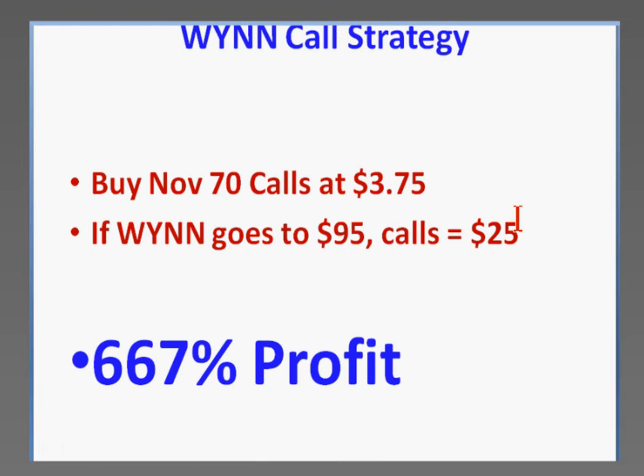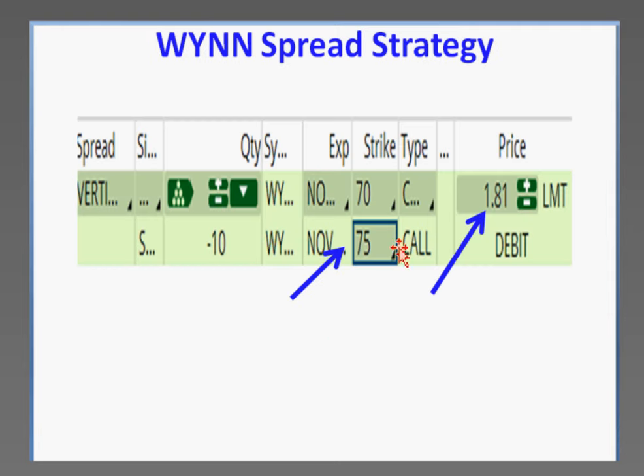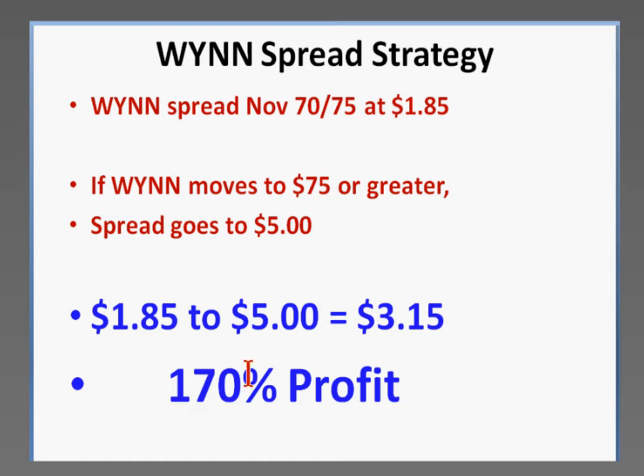So the other alternative is buy a vertical spread. We're buying the 70s and selling the 75s. Our price is $1.85. What's that tell us about our risk reward? Well, first of all, it takes us where our $1.85 goes to $5. That's a $3.15 profit or 170% profit.